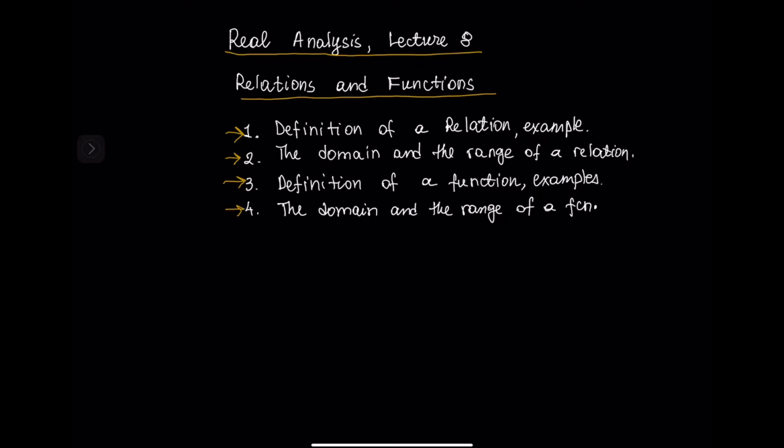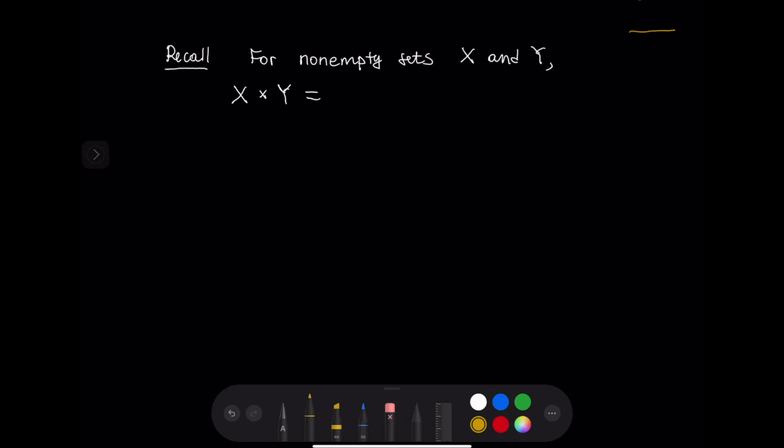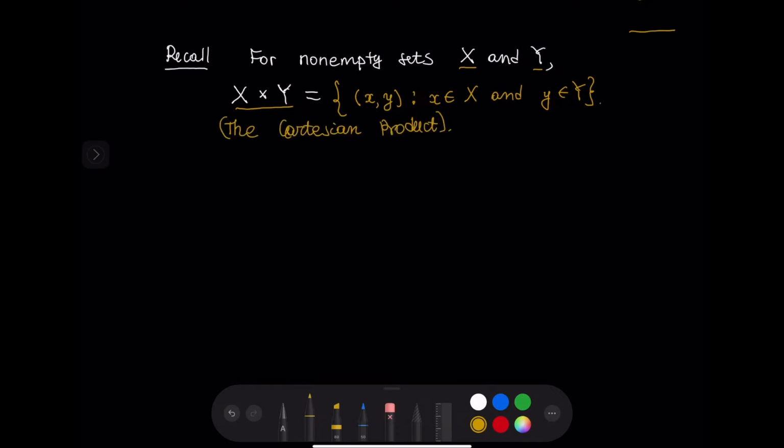range of a function. So before we proceed further, let us recall that for non-empty sets X and Y, the Cartesian product X cross Y is the set of all ordered pairs (x, y), such that little x is in capital X and little y is in capital Y. So this is called the Cartesian product.